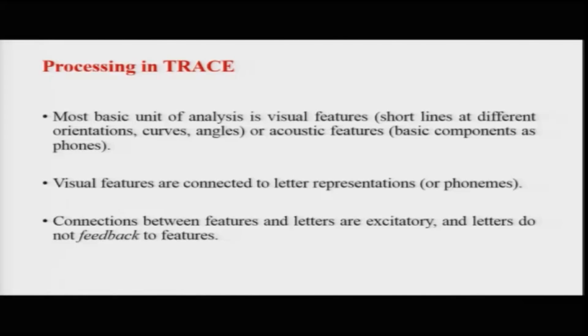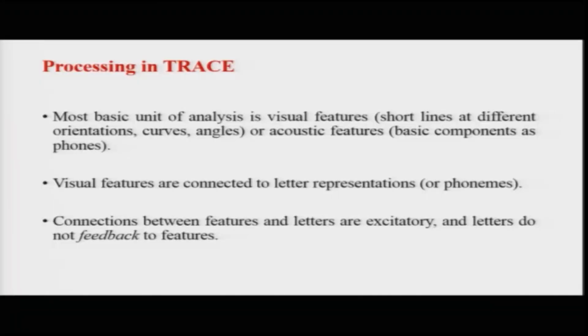Okay. So visual features in this model are connected to letter representations. For example, a letter T has incoming representations from a vertical line and a horizontal line. E has incoming representations from three horizontal lines and one vertical line, and so on. Connections between features and letters are always excitatory, and letters do not feed back to features, because feeding back there will probably preempt some of the letters. So you do not really want that. So letters do not feed back here, and the connection between features and letters is straightforward, bottom up and excitatory in nature.